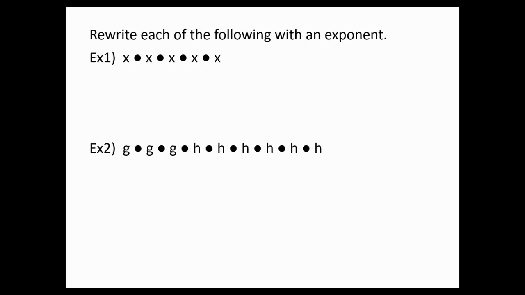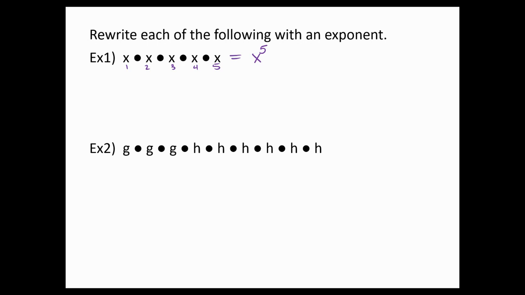Moving forward, a couple of quick practice problems. We are supposed to rewrite each of the following with an exponent. So basically I'm going to go through and count how many x's I am multiplying. I have 1, 2, 3, 4, 5 x's. So this will be equivalent to x to the 5th. X is the number I'm multiplying, and I'm doing it 5 times.